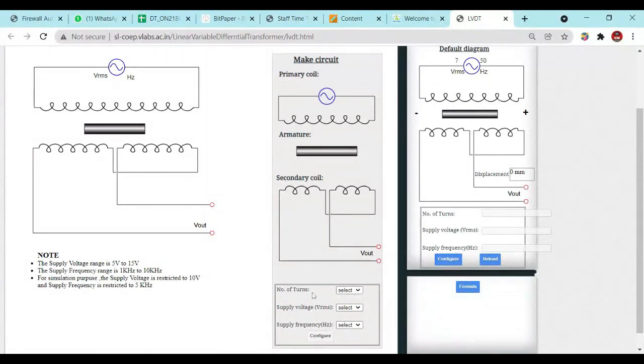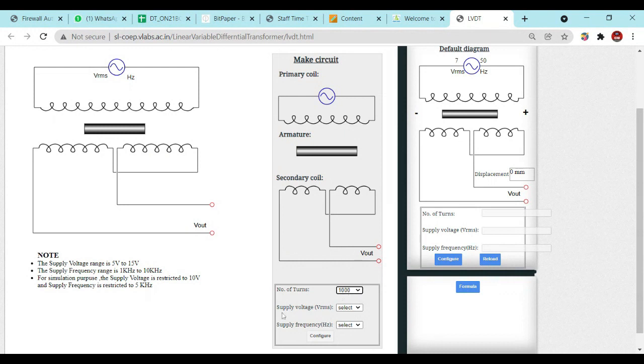So you have to select the number of turns for this LVDT. If you give 1000 turns, the primary consists of 1000 turns, whereas the secondary is divided into two parts. The first winding consists of 500 turns, and the second winding consists of 500 turns. So it's up to you which value you select, and this winding will be configured with the 1000 turns.